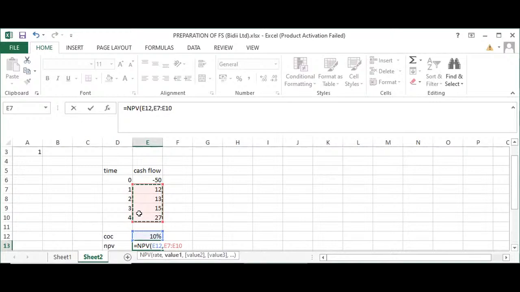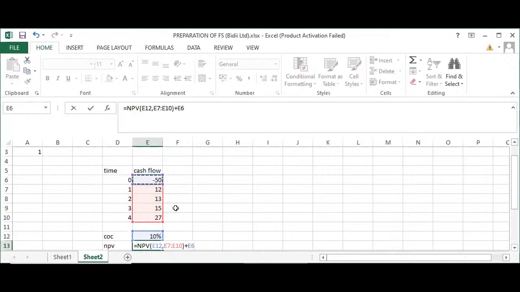You close brackets. Is that your bracket closure really? Close bracket. You can see the bracket there. All right. Plus the initial outlay, which is 50. You moved very fast. Go back to the formula bar. Yes. Thank you very much. So enter.